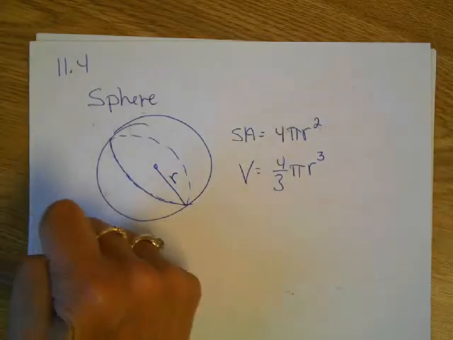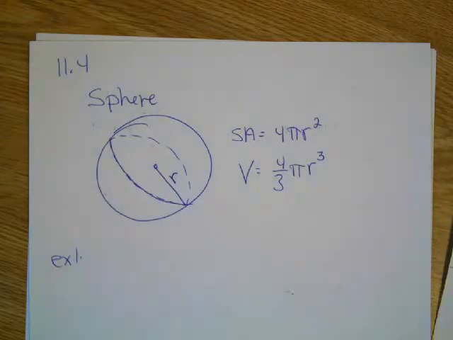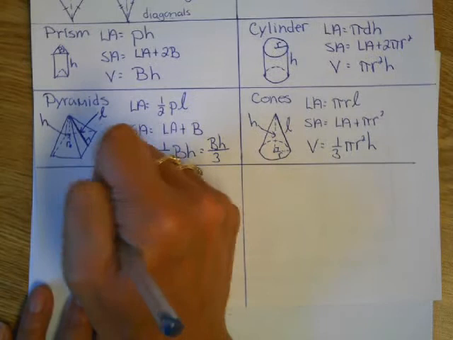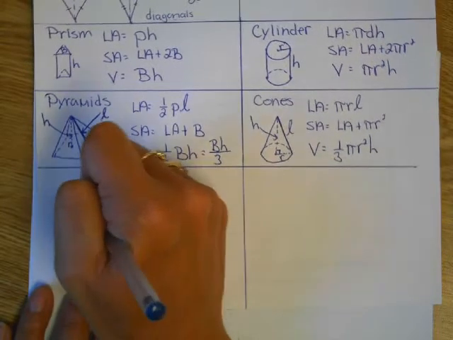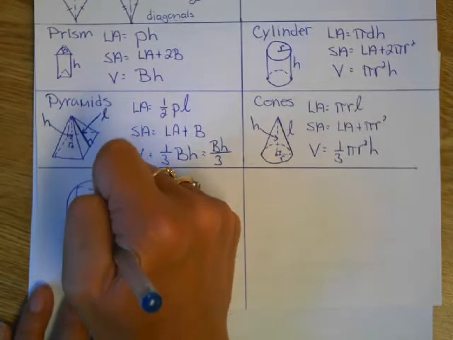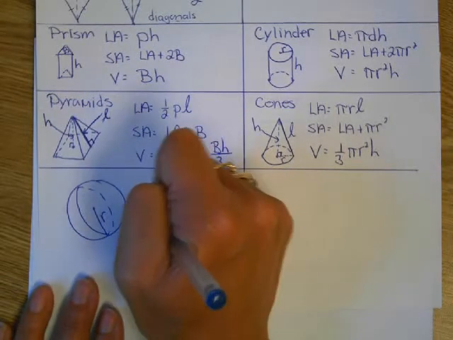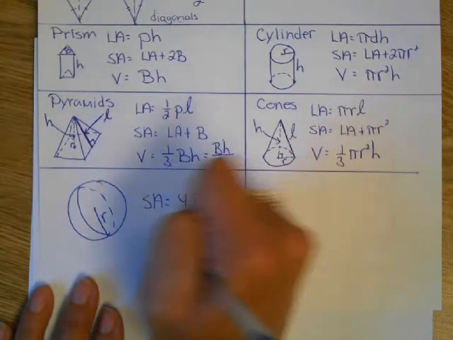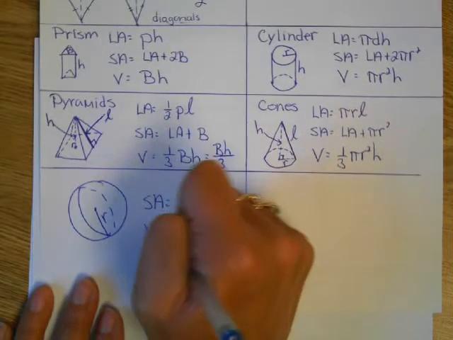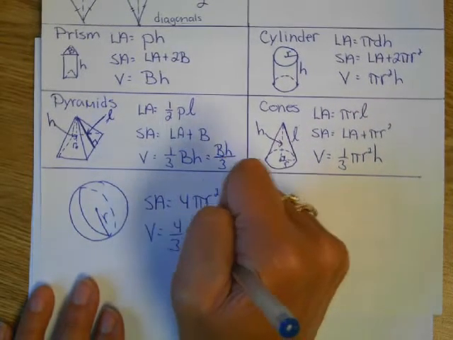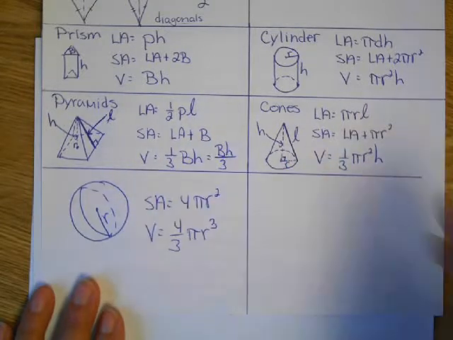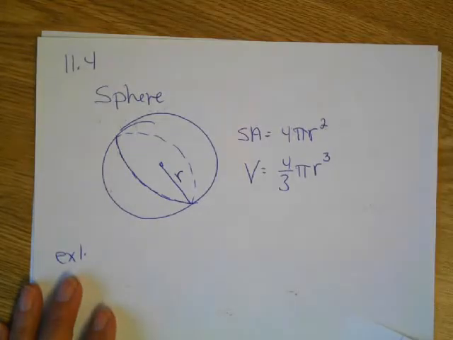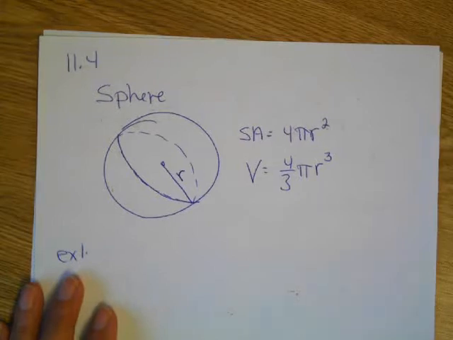So, number 1. Oh, add those to your little sheet. Total sphere, radius, surface area, 4 pi r squared, 4 circles. And volume, 4/3 pi r cubed. Okay. Here we go.